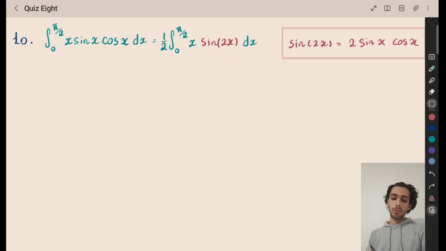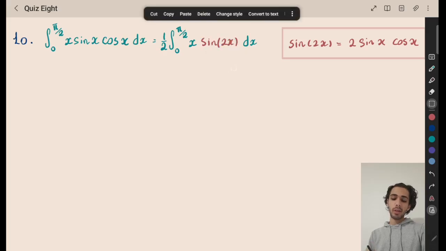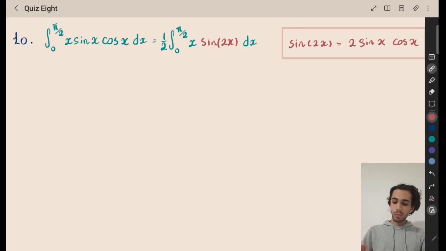Because if you take the derivative of x, you get 1. So you would get an integral that will only have something like sine of 2x. Maybe it has cosine of 2x. I'm not sure. So to do this, we need to write the formula for integration by parts.